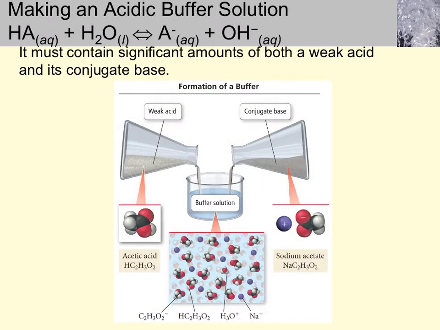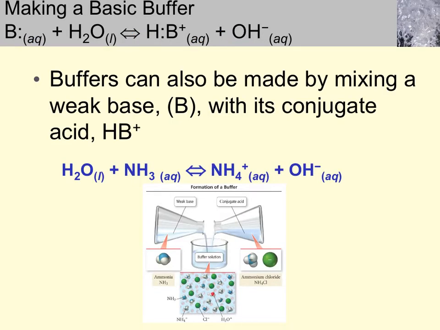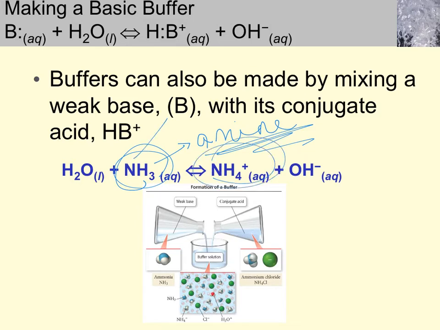So just kind of a visual of what I said. When you make a buffer, you have to have both the weak acid and its conjugate base present, and they are in equilibrium with each other, and that's again how the buffer works. And remember that you can make a buffer either from a weak acid and its conjugate base, or a weak base, which most of the time is a neutral nitrogen-based compound. Remember, we call these amines, and ammonia is a very common one. So it can also be a weak base and its conjugate acid.